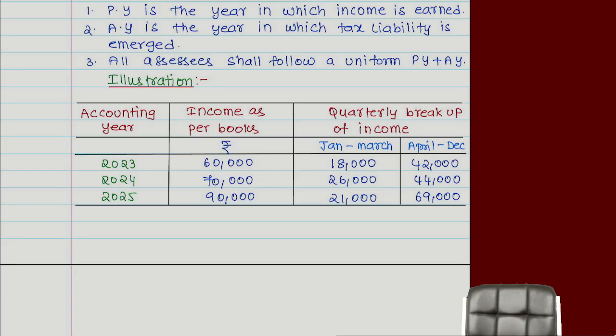Everyone, understood the meaning of uniform previous year now? You prepare books of accounts in whatever way you want, but tax payment will be only as per the financial year, which is the previous year. Understood? Let's write down.